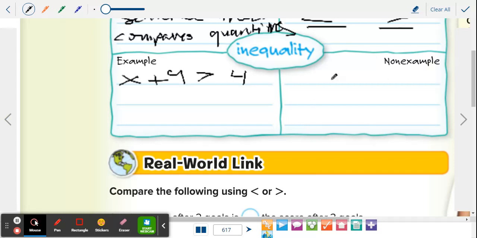So a non-example would be 4x equals 24, because that's an equation, because it has an equal sign. Inequalities do not have an equal sign. They have less than, greater than, or equal to.